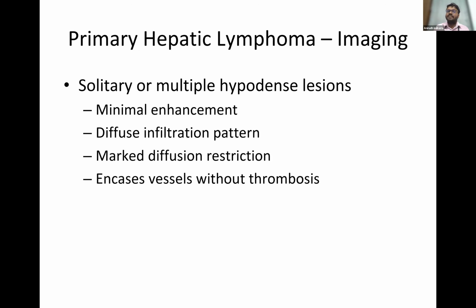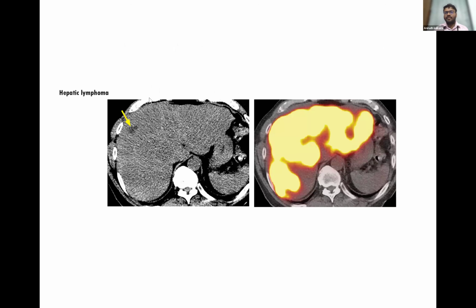But the main thing here is, as compared to the brain, which shows homogeneous intense enhancement, here it will not show any enhancement, minimal enhancement. So we have to depend on MRI. That is, it shows diffusion restriction. Okay, here you can see on PET scan it is showing intense uptake.